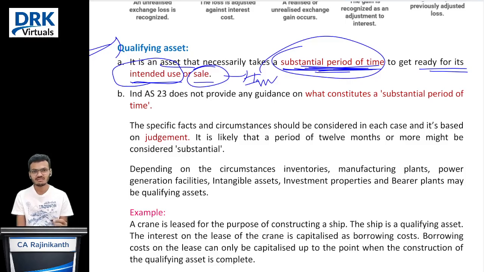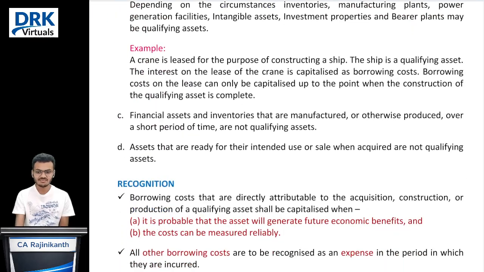For suppose, if your exam question comes like this, on first day of the financial year, construction started, 31st December of the same financial year, construction ended. It means what? In 9 months, construction completed. So in that case, we should consider the facts and circumstances of that question. Based on our judgment, we can conclude whether it is substantial period or not. Okay. I cannot even say you confidently. We should take 12 months as a substantial period of time. Clear?